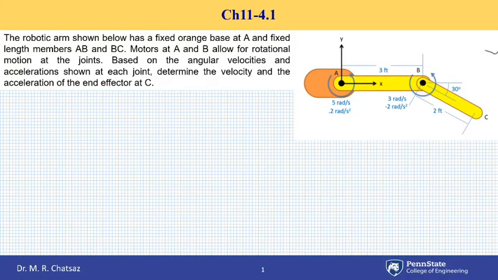Here we have the robotic arm which has a fixed orange base at A and fixed length members AB and BC. Motors at A and B allow for rotational motion at the joints. Based on the given velocities and accelerations at each joint, we are interested in determining the velocity and acceleration of end C.